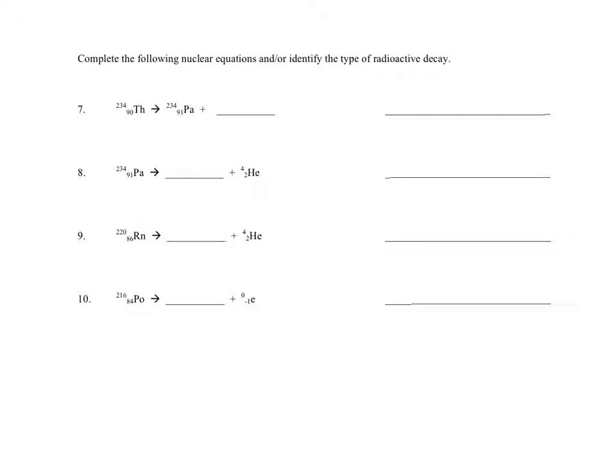Okay, this is the next kind. This time we have slightly different definitions. What you're going to do is you're going to complete the equation like we did before, but now you're going to identify the type of decay. You're actually going to write the term, which one it is. Was it alpha, was it beta, etc. Same thing we did the last time, though, as far as filling in.